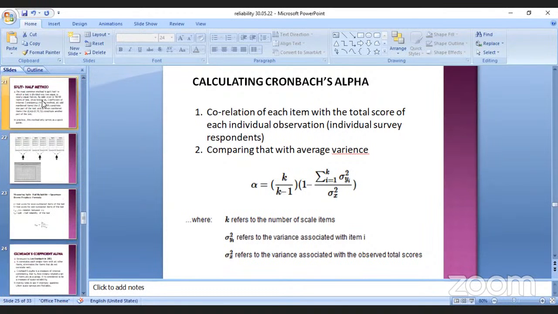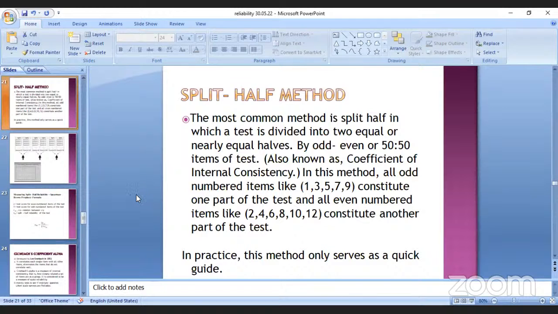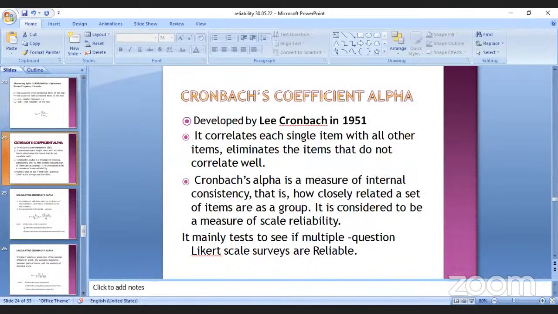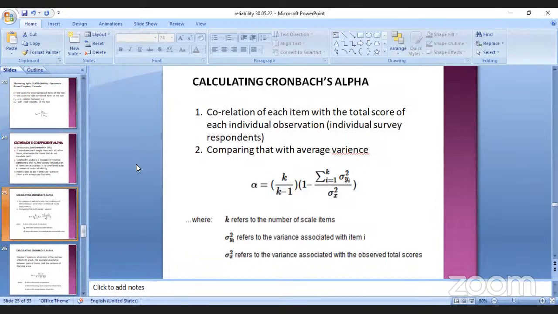One was split-half, where we are just splitting the questionnaire into two halves, giving each half to one individual, and we are getting two scores. Now I am trying to find out the correlation between these two scores. If the scores are correlated, then it has internal consistency. If it's not correlated, then there is no internal consistency. So one is that.